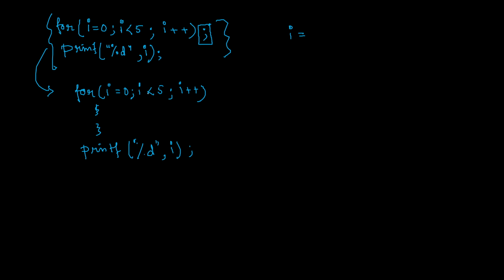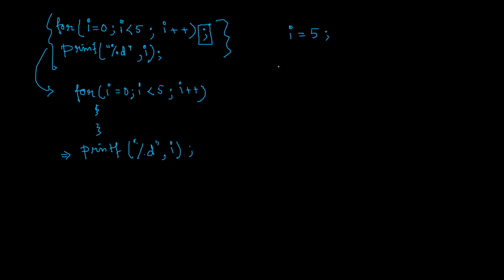Because 0 lesser than 5 is true, the loop will run. 1 lesser than 5 is true. In this way 4 lesser than 5 is also true, then the loop will run and 4 will become 5. When I becomes 5, the loop stops. Then only this printf statement starts executing. That means the value of I that will be printed is equal to 5.